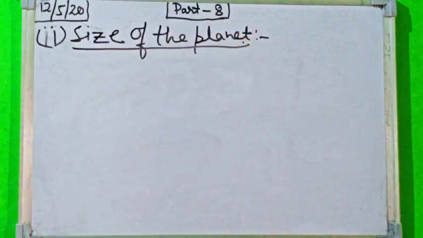Second thing, we will calculate the size of the planet. In the first case, we calculated the distance of the planet from the surface of the earth. Now in this case, we are interested to find out the diameter of the planet, and in this case also we are going to apply the parallax method, but there is a little change from case 1.